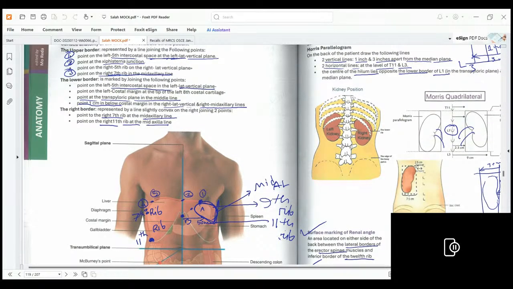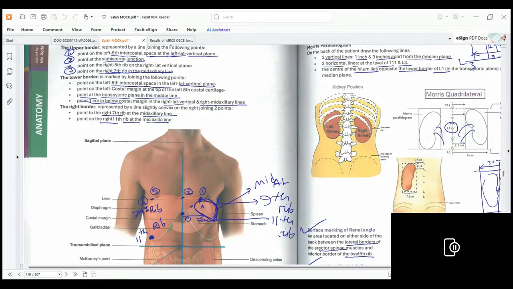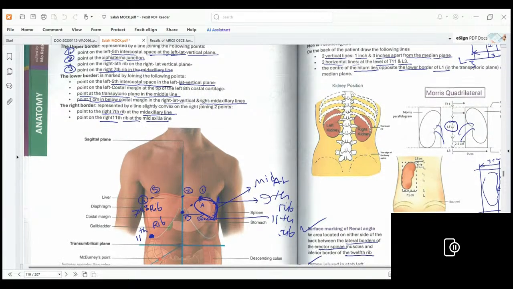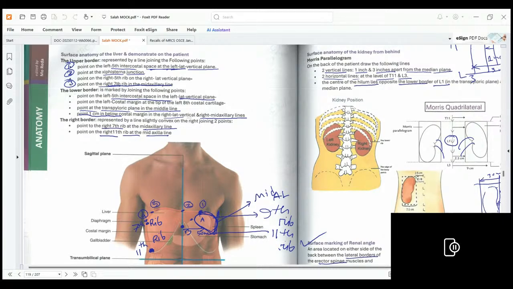Second point, a point on the left costal margin at the tip of the eighth costal cartilage. So the second point comes at the eighth costal cartilage.